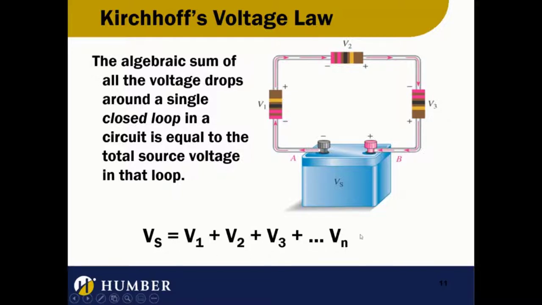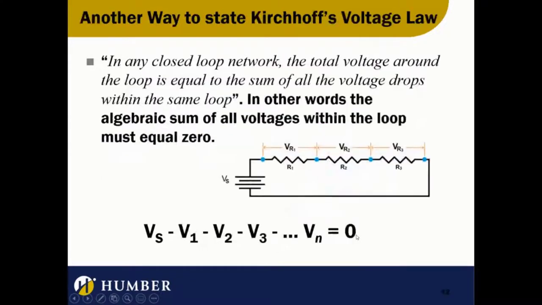So let's actually apply this law and do some really cool things with it. Okay, good. So here we go. Another way of looking at this is pretty cool. In any closed loop network, the total voltage around the loop is equal to the sum of all the voltage drops within the same loop. So that's another way of looking at it. If we put it like this, we can rewrite the formula like this. And this is pretty cool for doing proofs, because it's sometimes useful to have two formulas that add up to zero and then make them equal to each other. But that's a whole other thing. So that's just another way of looking at it.